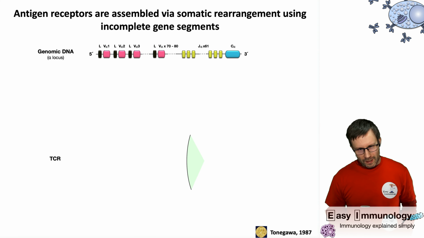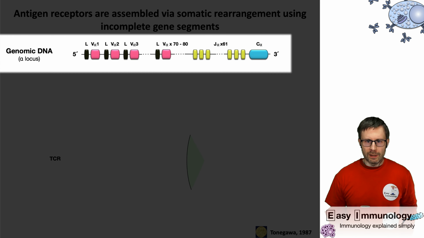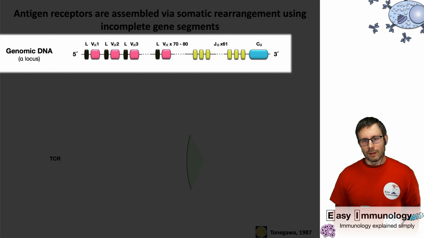Crazy. So how does this look? So we have the genomic DNA. This is the DNA in the chromosome, and if we look at the first chain of the T cell receptor, the alpha chain, it is encoded by the so-called alpha locus.